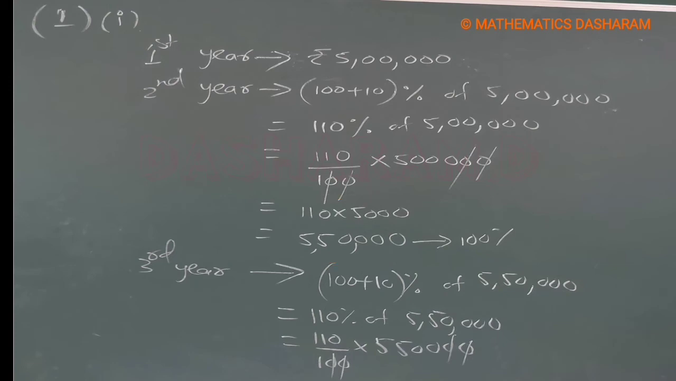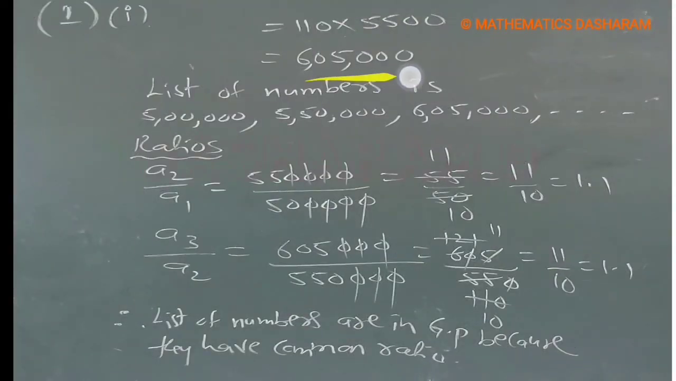But we need one more year's salary, because a minimum of 3 terms is required to verify whether it is a GP or not. That is why I am finding the third year salary. So for the third year salary, 5 lakh 50,000 should be considered as 100%. Then the third year also has the same 10% increment. So 110% of 5 lakh 50,000. So 110 by 100 into 5 lakh 50,000, here two zeros cancel and the simplification is 6 lakh 5,000.